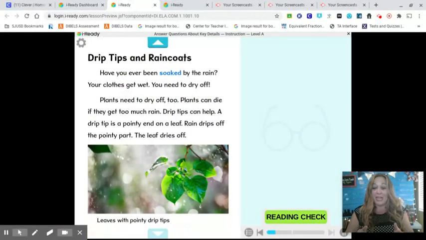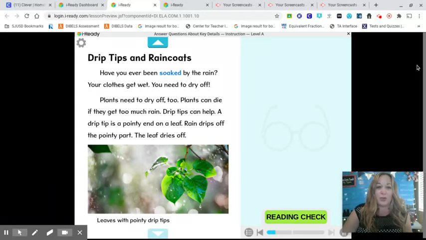Now let's keep reading again, and here I have another text feature. Up here I have drip, tips, and raincoats. I wear a raincoat when I go outside in the rain. So already I wonder in my mind, how is a raincoat like a rainforest? Have you ever been soaked by the rain? Your clothes get wet and you need to dry off. We're going to stop there.